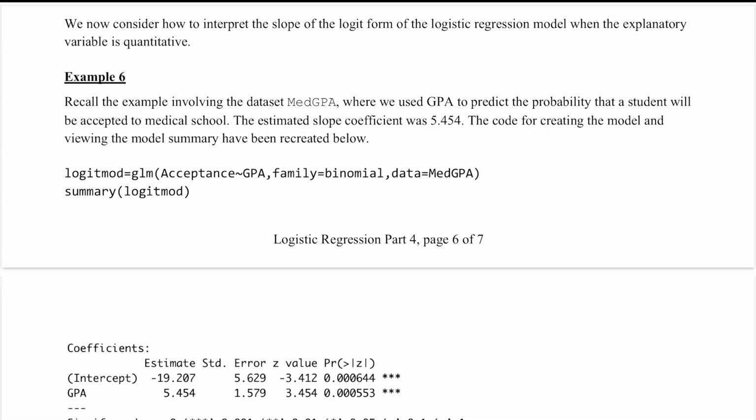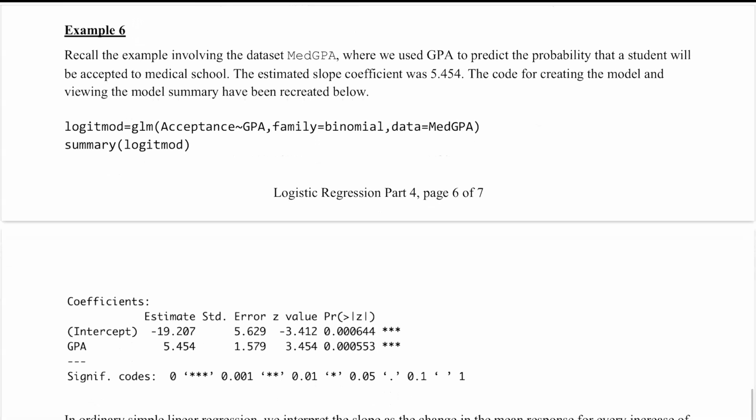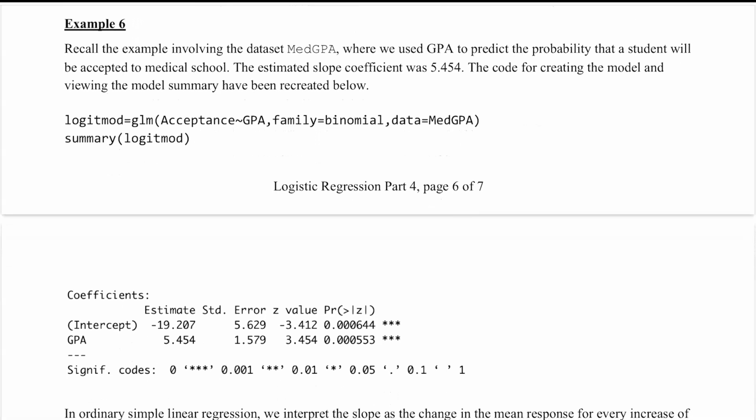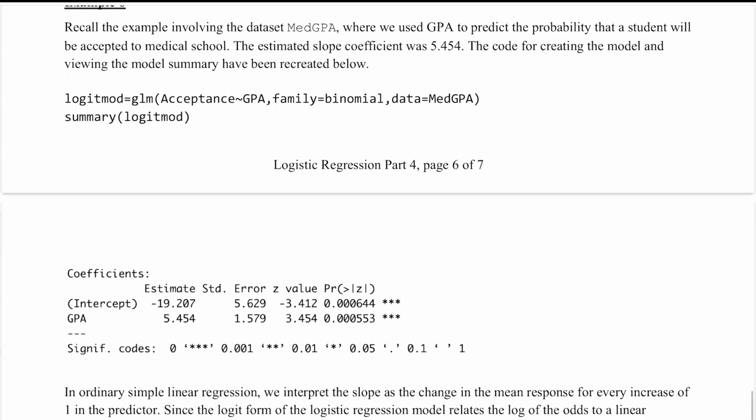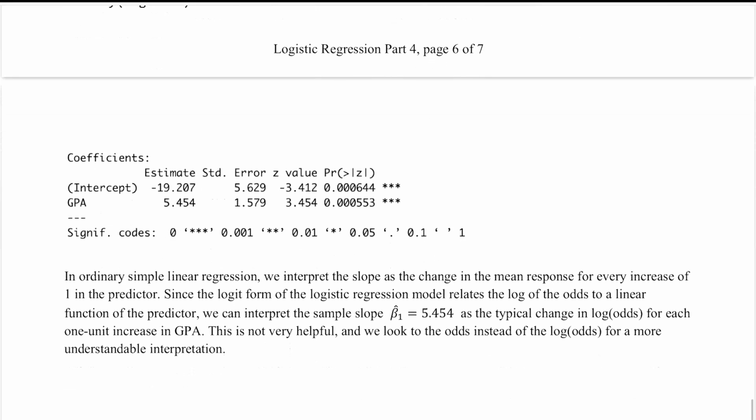And now we think about how we can interpret the slope of that logistic regression model when it's in the logit form if our explanatory variable is quantitative. So for this, we're going to go back to that MED-GPA data set. Remember that we used GPA as a way to predict the probability that a student will be accepted to medical school. And in the logit form of the model, the estimated slope coefficient was 5.4.